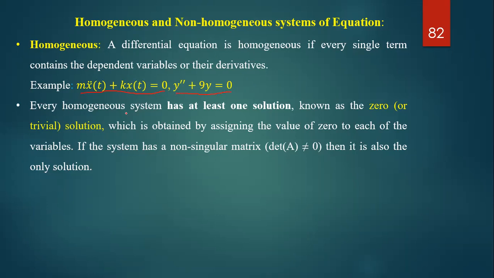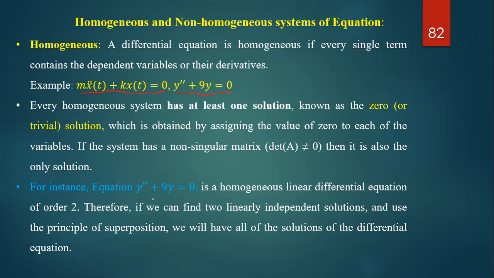Every homogeneous system has at least one solution, known as zero. These zeros are called trivial solutions, which are obtained by assigning the value 0 to each of the variables. If the system has a non-singular matrix, that is, the determinant of matrix A is different from 0, then it is also the only solution.